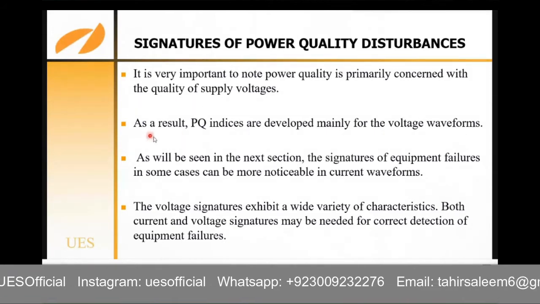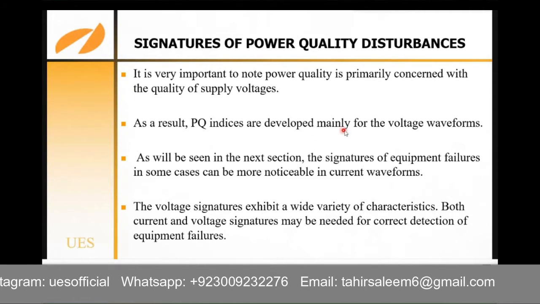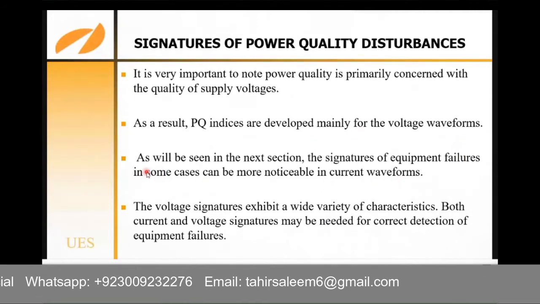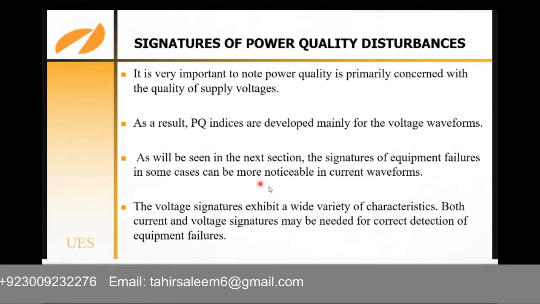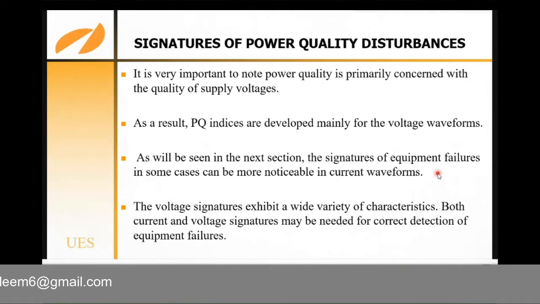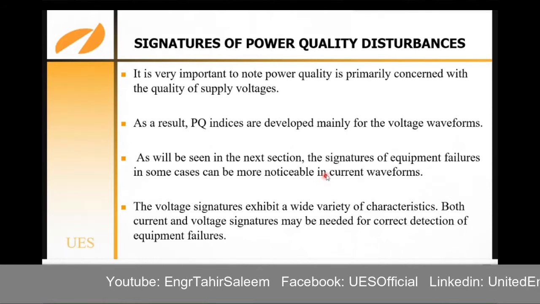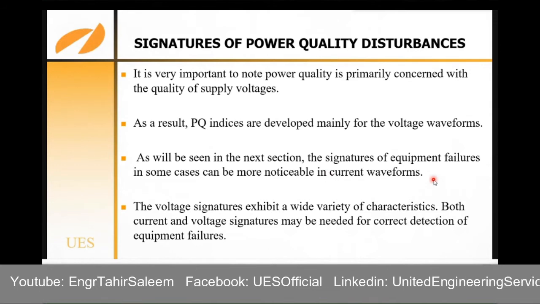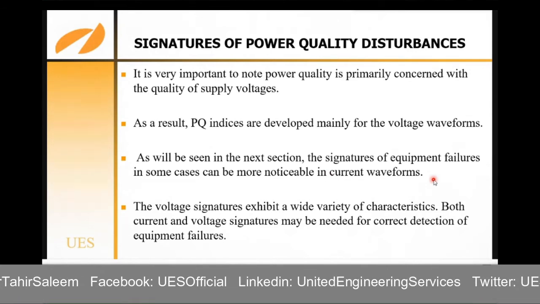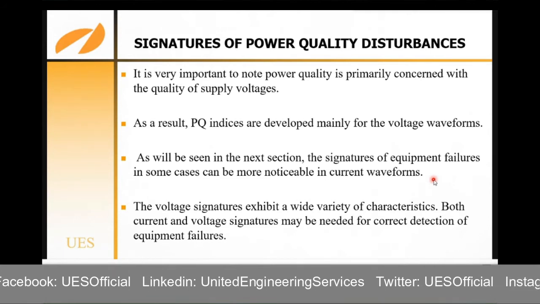Now, as a result, PQ indices are developed mainly for the voltage waveform. As will be seen in the next section, the signature of equipment failure in some cases can be more noticeable in the current waveform. Now, this is a very important line: moreover, the voltage waveform has a significant role if you are checking for signatures of equipment failures. It is more important than the current waveform, because most of the time we do not find the real phases of signatures in the current waveform, so we use the voltage waveforms.